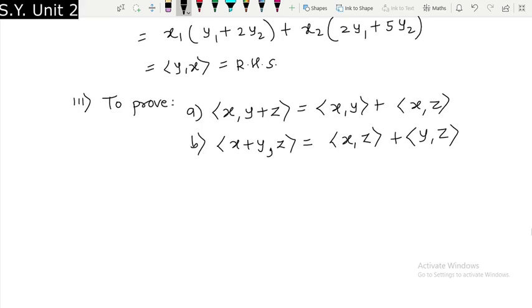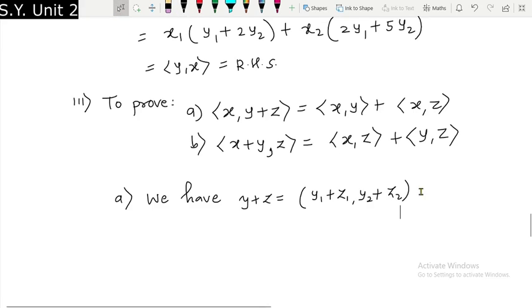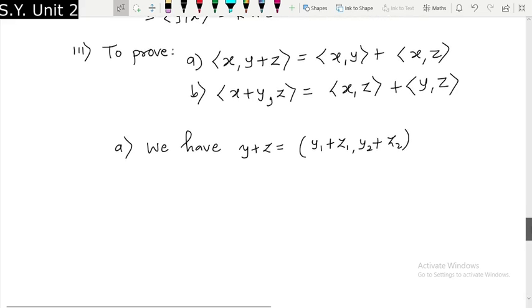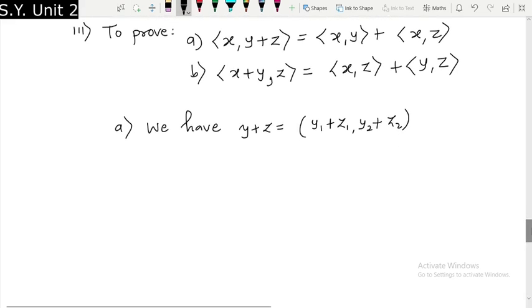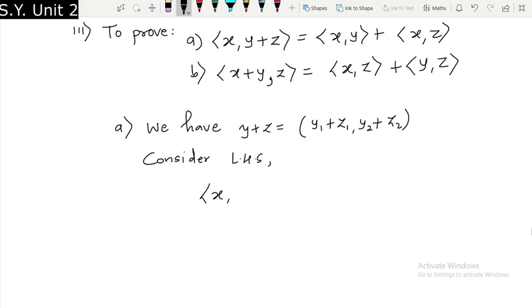So in the a part I will need y plus z. So we have y plus z, which is equal to, we know y is (y1, y2), so it will be (y1 plus z1, y2 plus z2) as told before. Now I will consider the LHS. I will prove that it is equal to the RHS. So consider LHS, my LHS is the inner product of x with y plus z.